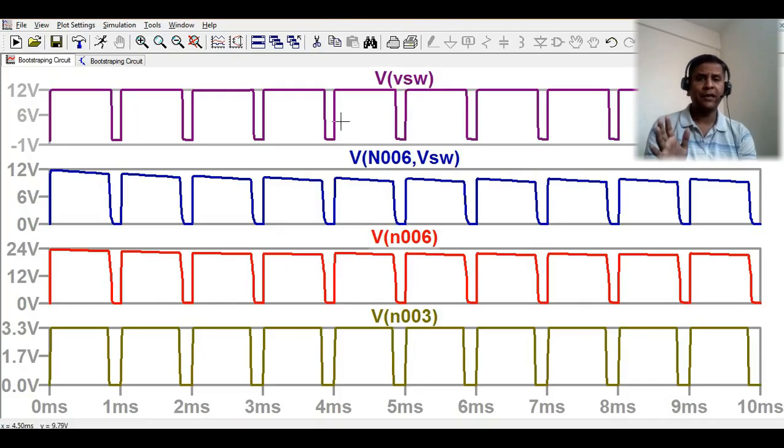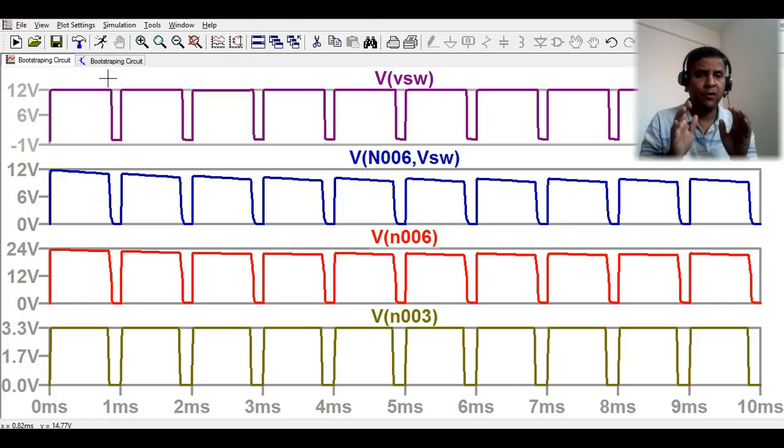What you see here, the voltage across your load is 0 to 12 volt. Voltage coming from the microcontroller is 0 to 3 volt. Voltage between your MOSFET gate and ground is 0 to 24 volt. Voltage between your MOSFET gate and source is 12 volt, and the voltage across the load resistance, from source to ground, is again 12 volt. That is how you see your MOSFET is perfectly working, and your bootstrapping circuit is perfectly working. It is stepping up the voltage with respect to ground from 12 volt to 24 volt, so that it maintains a constant gate to source voltage of 12 volt.